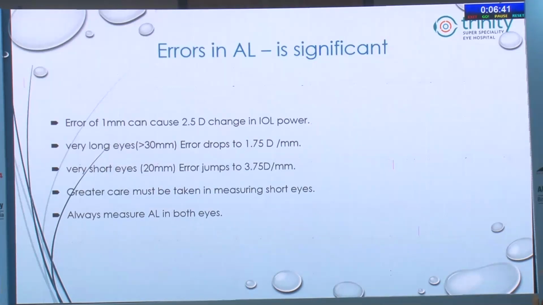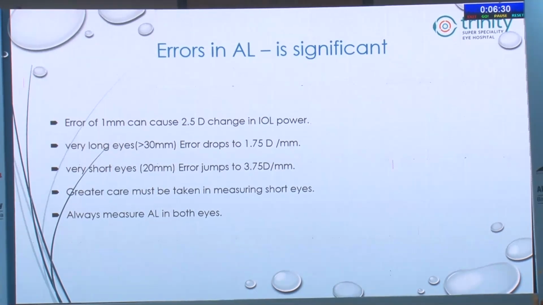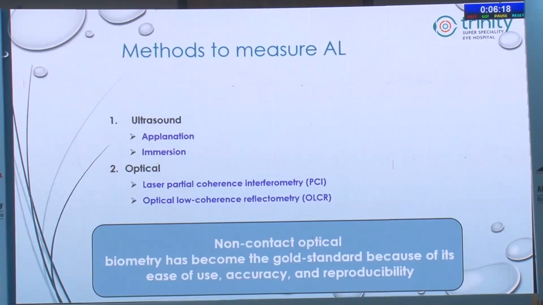Now why is it very important? 1 diopter of change will cause 2.5 diopter refractive error. In a longer eye, it goes down to 1.75. In a shorter eye, it increases to 3.75. So in shorter eyes, we must be more careful in checking the axial length. Now we have ultrasound, we have optical. After optical has come, it has become the gold standard, but in a lot of cases you still require ultrasound.